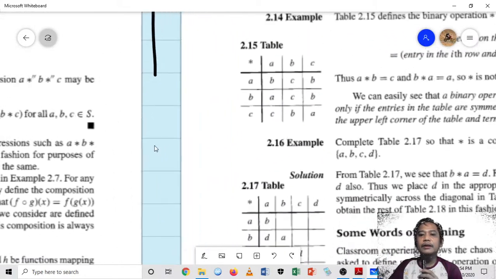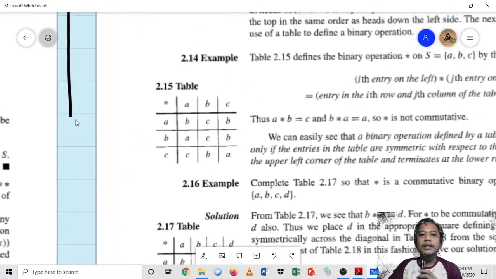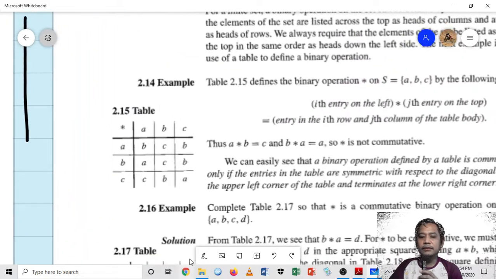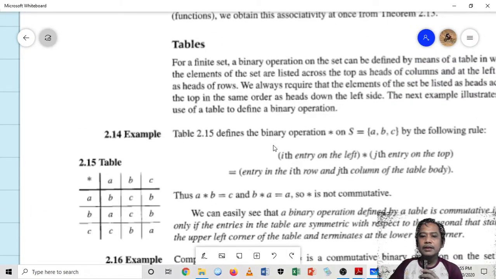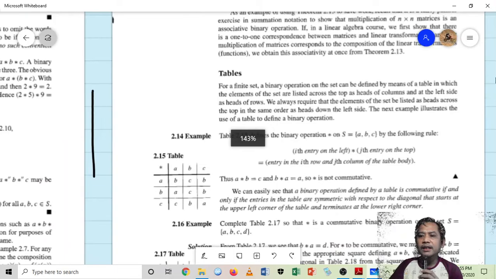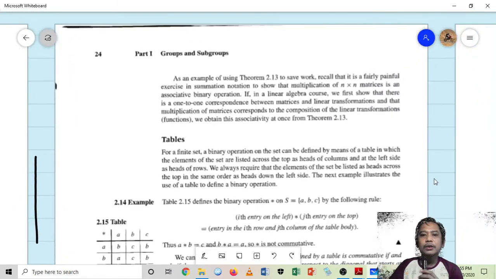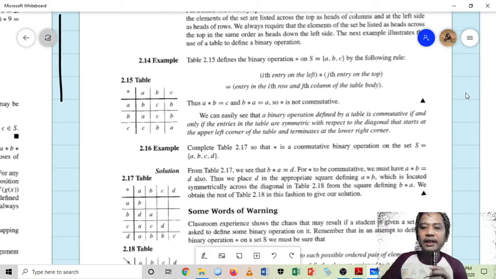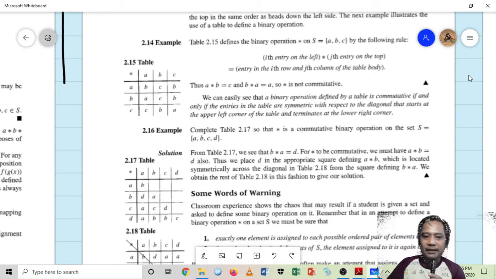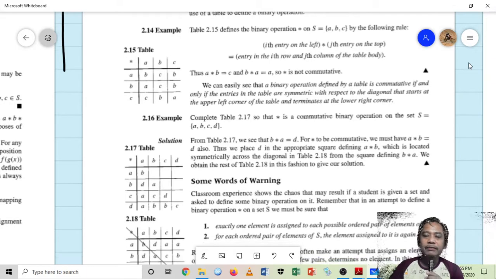Now we have here operation tables. Okay, just like what we have in our elementary days, we try to consider elements 1 to 10, then memorize the product. So that's the multiplication table of numbers 1 to 10.